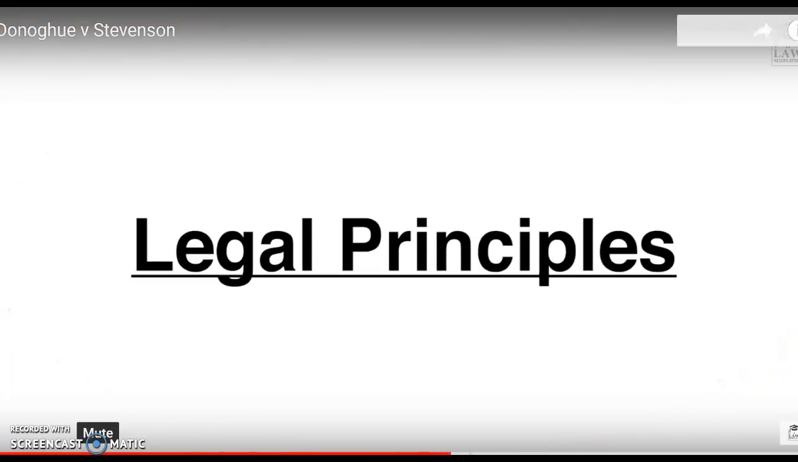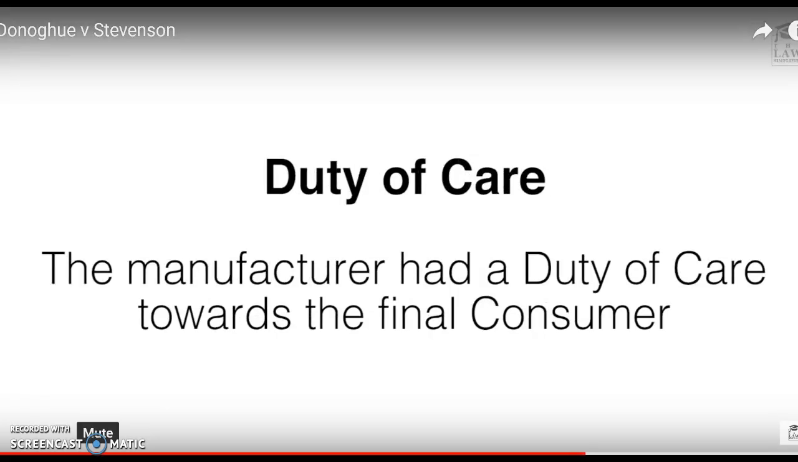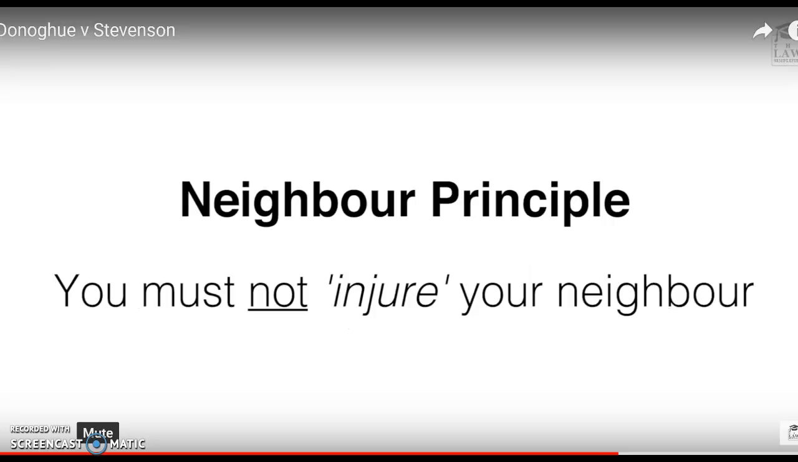The case of Donoghue and Stevenson establishes three major legal principles. Number one, it established that negligence is a tort. As the claimant had not purchased the ginger beer, she could not establish any contractual agreement with Stevenson, the ginger beer manufacturer. Two, the manufacturer has a duty of care to the final consumer. And finally, three, the neighbor principle, the rule that you must love thy neighbor, which becomes in law, you must not injure your neighbor.